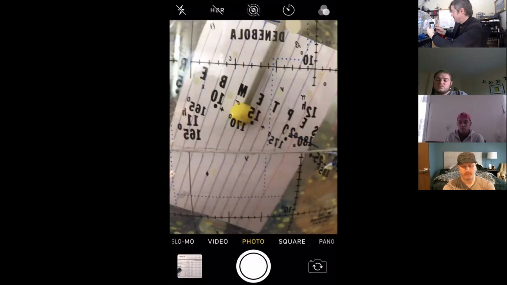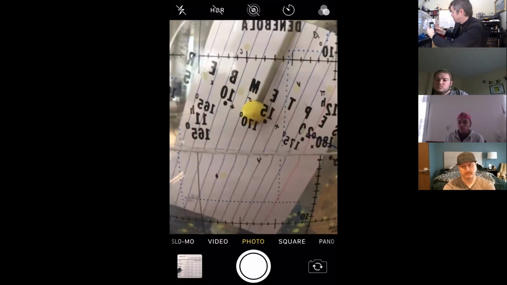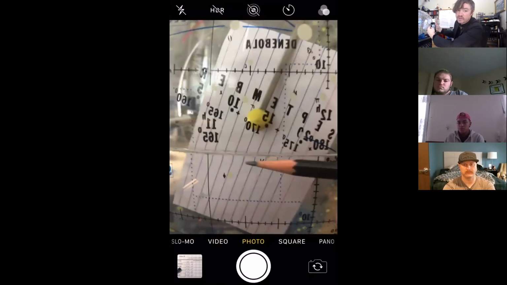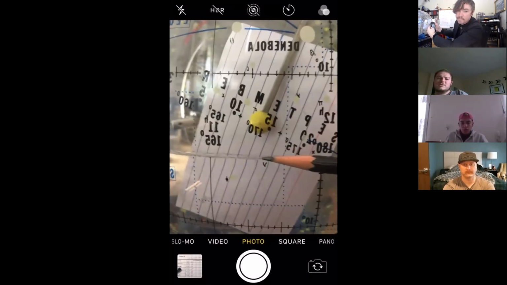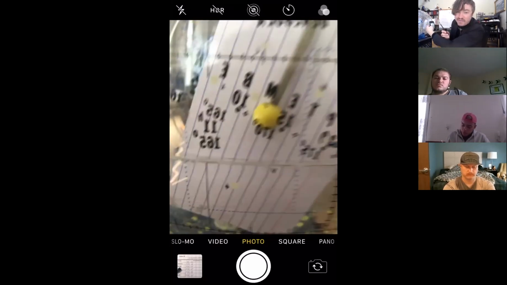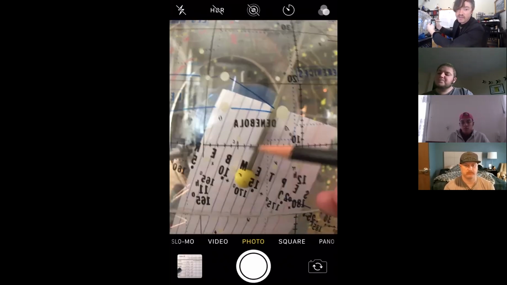How about the dec? Hold on, dec is plus or minus from the celestial equator. Positive 0.5 degrees. I'm sorry, not 0.5, but 5 degrees, right? Because this is 10. This isn't 1 degree, this is 10 degrees. So that's positive 5 degrees.